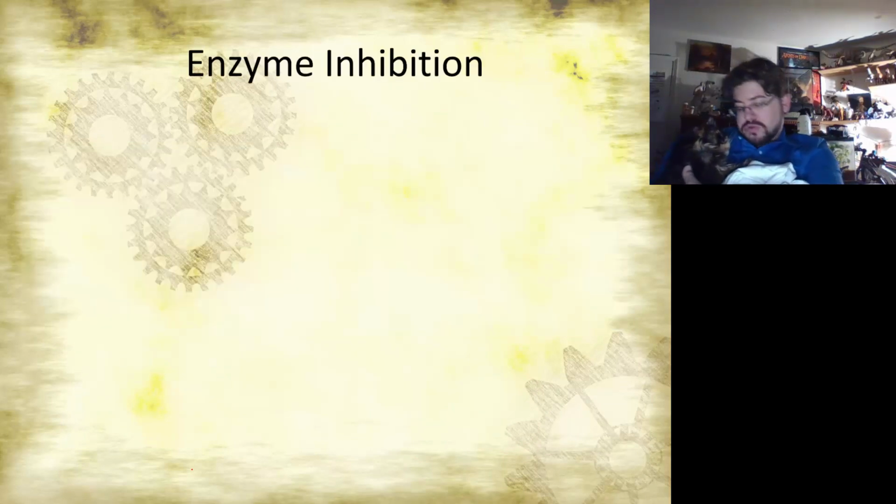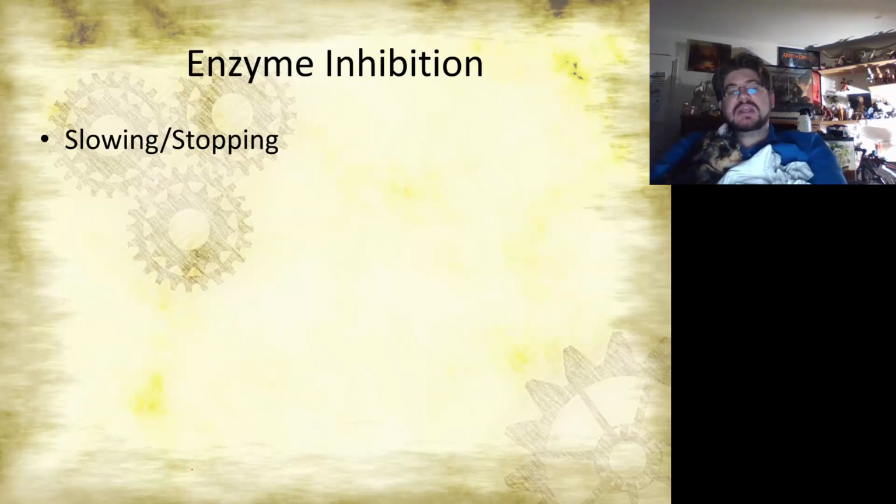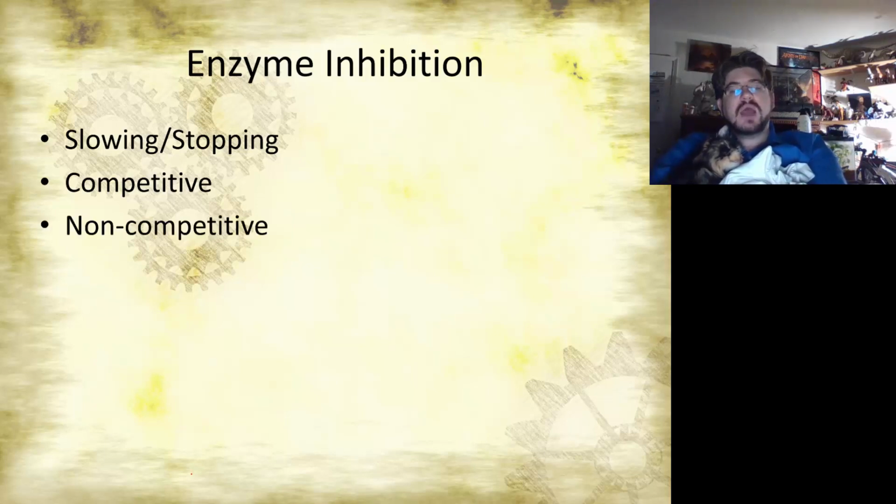All right, on to some cool stuff like enzyme inhibition. This is all about shutting down enzymes. So an enzyme that gets shut down is inhibited. When you are inhibiting enzymes, you are slowing down how often reactions occur and even stopping the reactions from occurring. There are two flavors of enzyme inhibition we'll talk about: competitive and non-competitive.